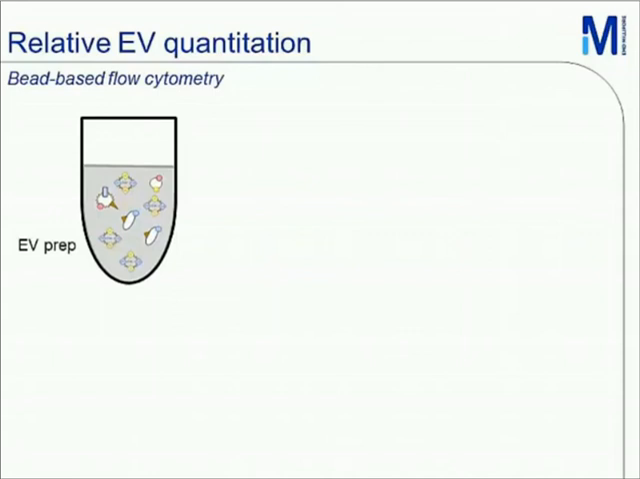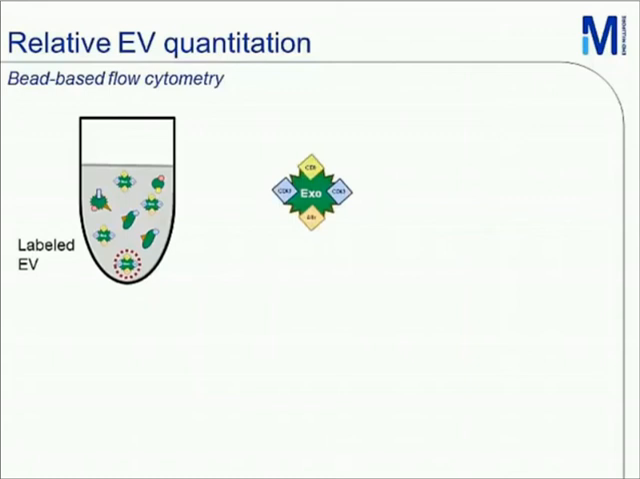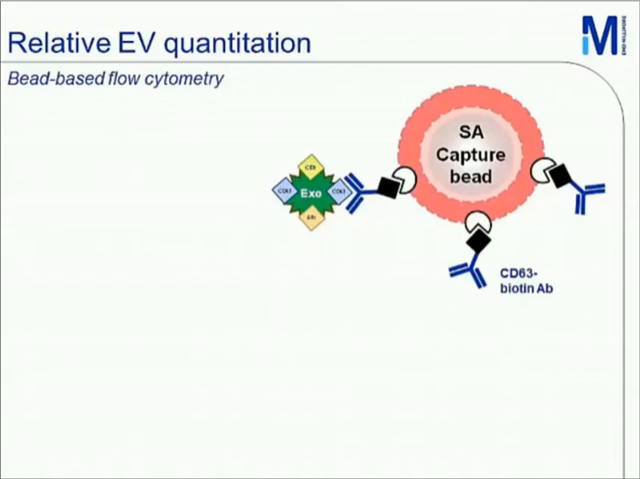Seen here is an enriched EV sample containing a number of different types of EV. The EVs were fluorescently labeled using a BODIPY dye. Looking specifically at one type of EV, the exosome, these particles all express CD63 on their surface. Using a magnetic streptavidin bead labeled with antibodies specific to CD63, we can capture the CD63 positive EV fraction from any sample.